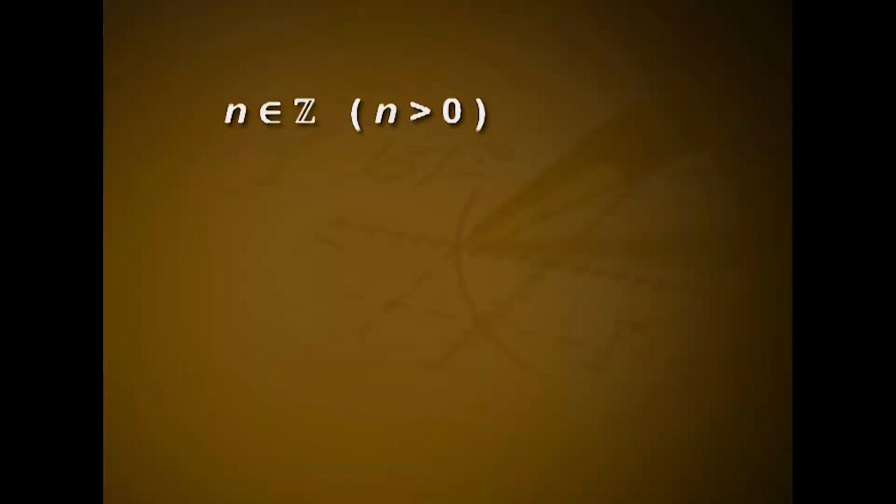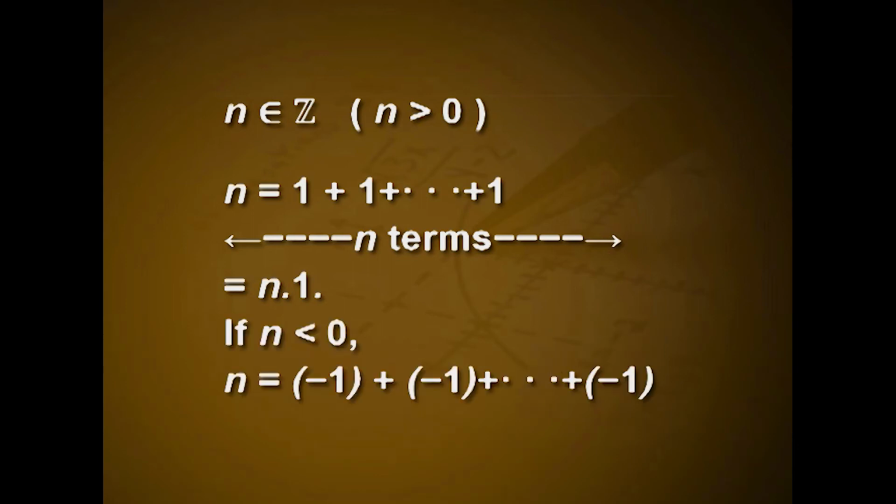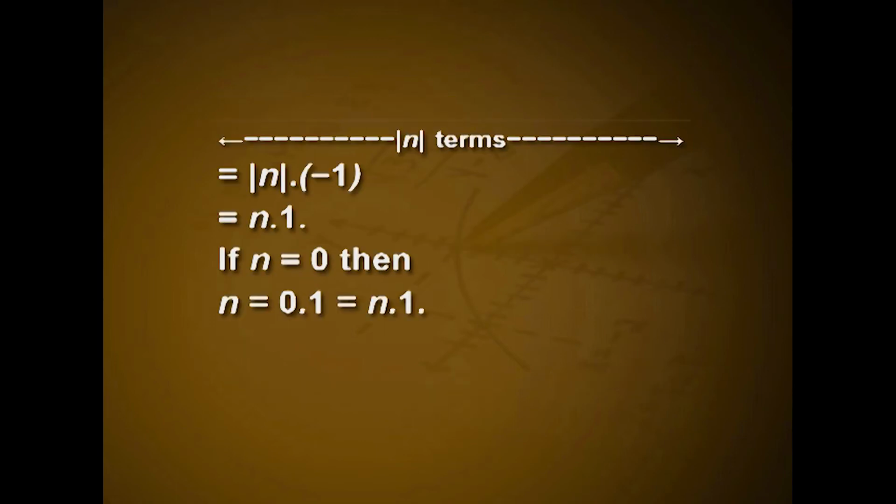Solution: the identity element is 0 and the inverse of the element 1 is minus 1. For any element n in Z where n is greater than 0, we have n is equal to 1 plus etc. plus 1, n times, which is equal to n into 1. If n is less than 0, n is equal to minus 1 plus etc. minus 1, mod n times, which is equal to mod n into minus 1, which is equal to n into 1. If n is equal to 0, then n is equal to 0 into 1, which is equal to n into 1. Hence, Z with the binary operation plus is a cyclic group and 1 is a generator. A similar line of argument will show that minus 1 is also a generator of the group.